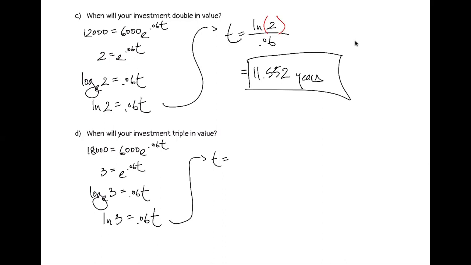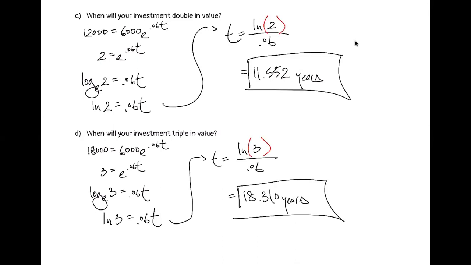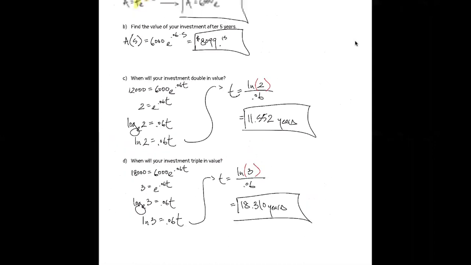Now, if we do the same thing down here, we're going to do ln 3 over 0.06. It opens up a parentheses, you have to close it. And when you do that, you should get about 18.310 years. So a more grown-up model, if you will, a more realistic model of how your money functions in a continuously compounded situation, all right?